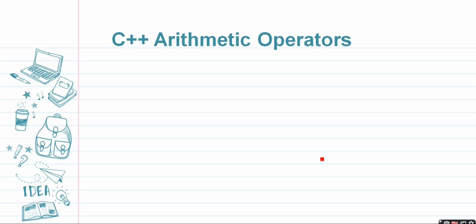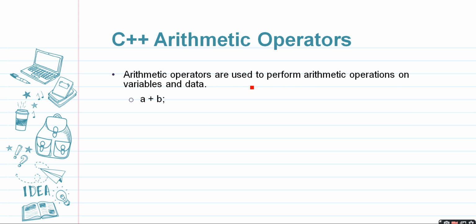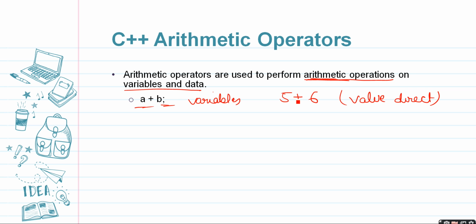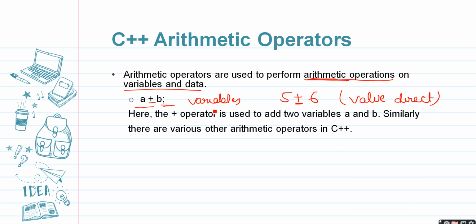Okay, C++ arithmetic operators. Arithmetic operators are used to perform arithmetic operations. Arithmetic means basic calculation on variables and data. So we can write something like 5 plus 6 and a plus 5. Here we have used variables, and here we have used direct values, right? So we can apply these operators in both cases. Here the plus operator is used to add two variables a and b.